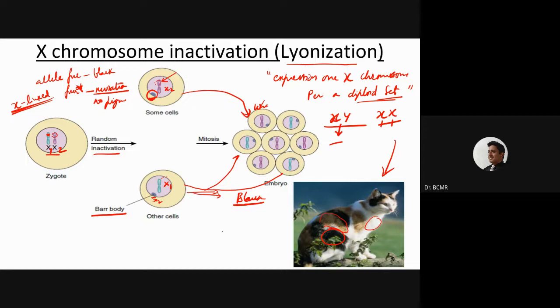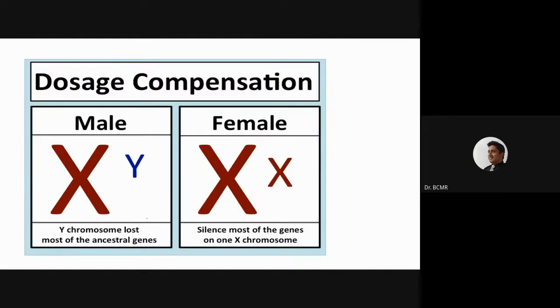Okay, I hope you understood X chromosome inactivation. The point is that at any time, you call it dosage compensation, there should be only one X chromosome that is active or expressed. The other one should be silent. In males, there is only one, so no issues. Whereas in females, there are two X chromosomes, so one of them should form the Barr body or get silenced or inactivated.